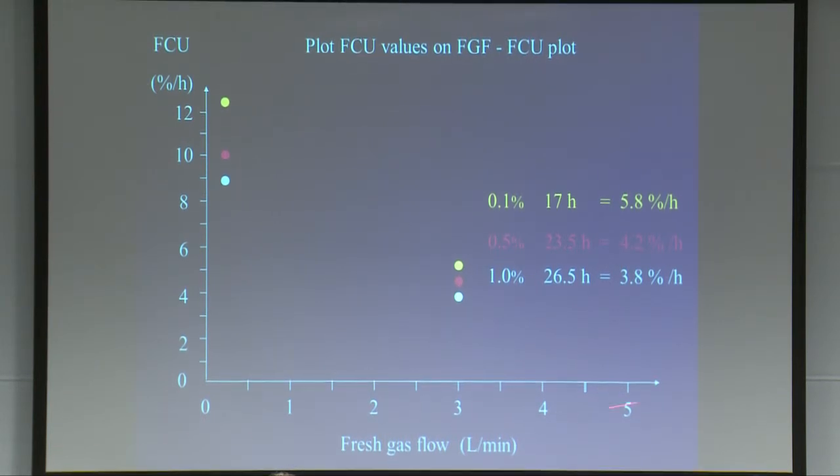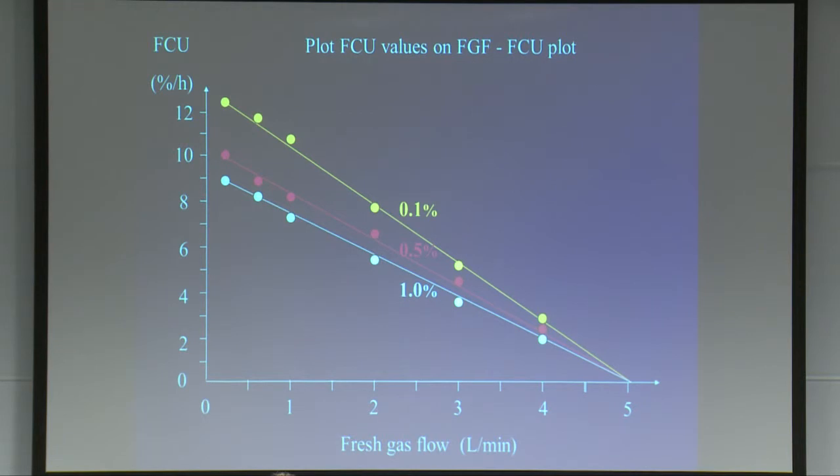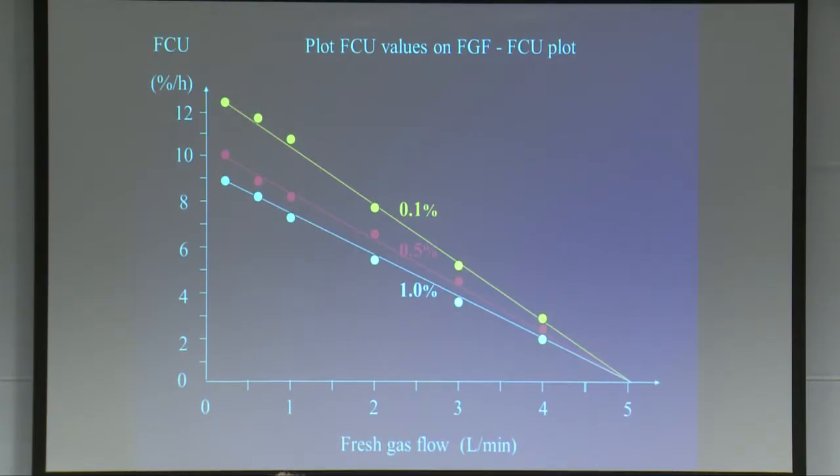And I'm going to study more and more fresh gas flows. And what I get ultimately is a graph like this. Here's your fresh gas flow, and here is the fractional canister usage for the different FiCO2 thresholds. I want you to note that this line here intersects at 5 liters per minute. Why is that? Because, remember, minute ventilation was 5 liters per minute. If the fresh gas flow is higher than 5 liters per minute, there is no rebreathing and nothing will be used. The canister will not be used.